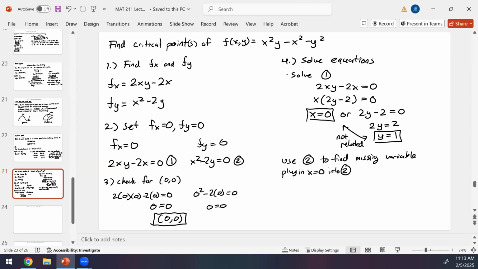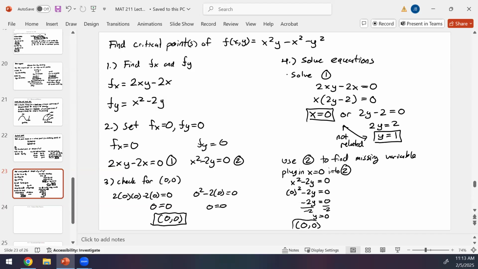Let's write down equation number 2 first. x squared minus 2y equals 0. And then I'm going to replace x with 0, like that. And then I get negative 2y equals 0. So y is equal to 0 because I divided out the 2. And what that tells us is that when x equals 0, y is equal to 0. So (0, 0) is a solution.